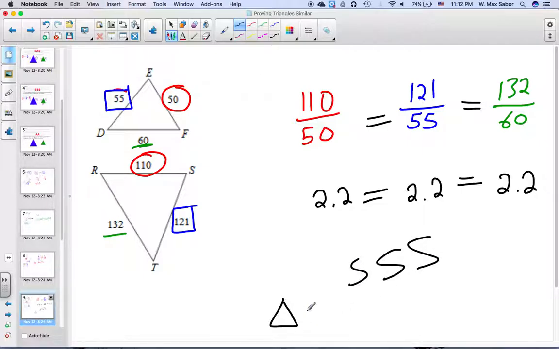Side, side, side tells us that, let's go in the same order, D, E, F. D to E is, D is between green and blue, so that's T. To E is the same thing as going along to S, because that's across the blue side. To F is going across the red side, so that's to R.